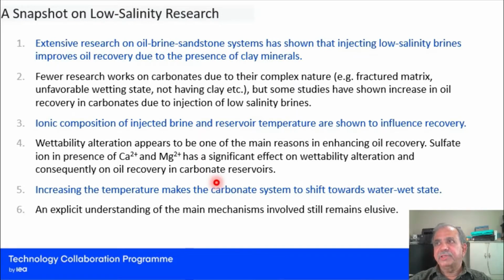And also we found, very interestingly, like some of the other researchers also have found, that sulfate ion in the presence of calcium and magnesium has a significant effect on wettability alteration and on oil recovery in carbonate reservoirs, and we'll show some of the results to substantiate all these statements.